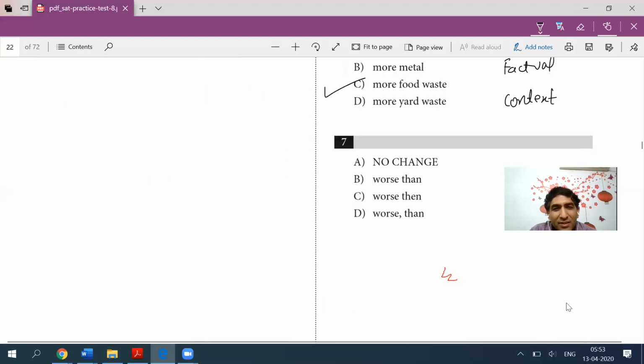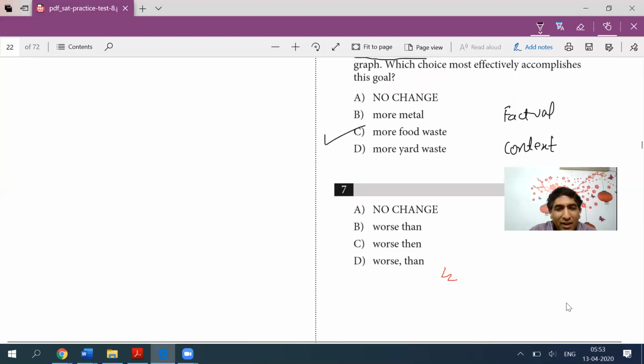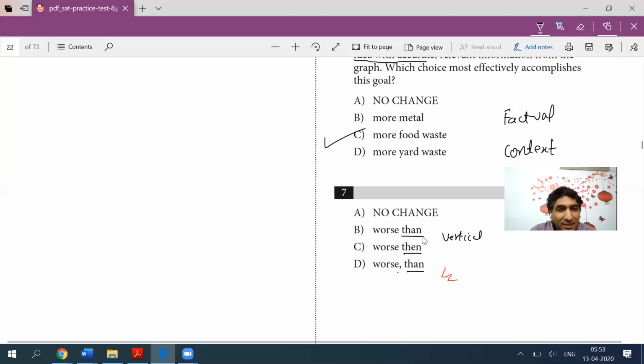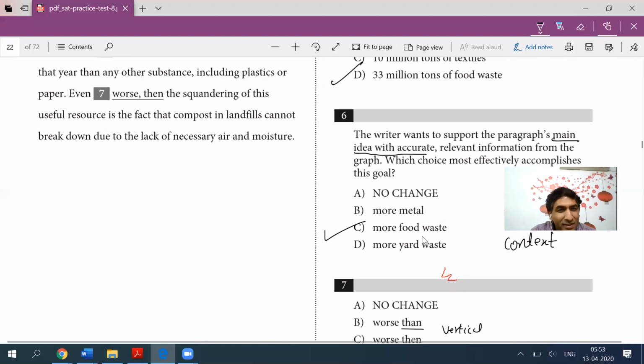The next question seems to be that of idiomatic choice. THAN and THEN. This is called vertical reading. Rather than reading horizontally, you look at the options vertically. So you know what kind of decisions you are supposed to make. You're supposed to make a decision related to comma and THAN and THEN. So let's quickly read the question.